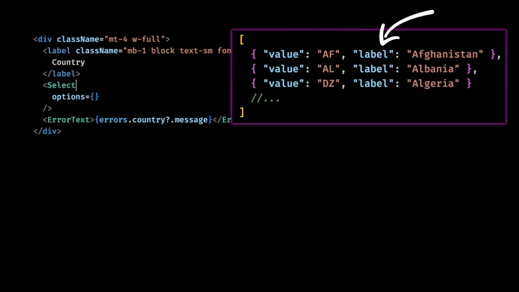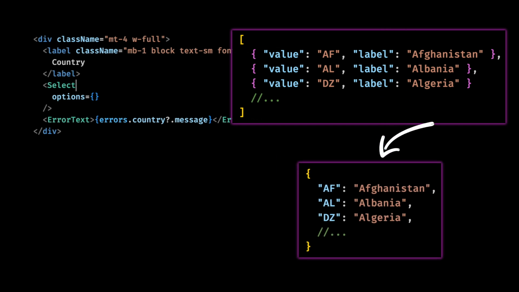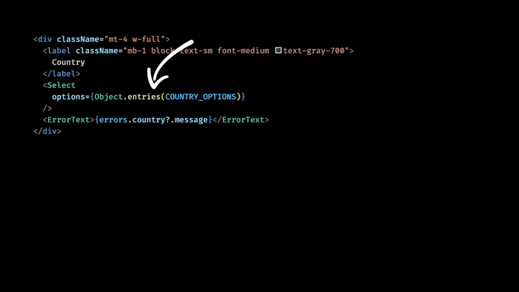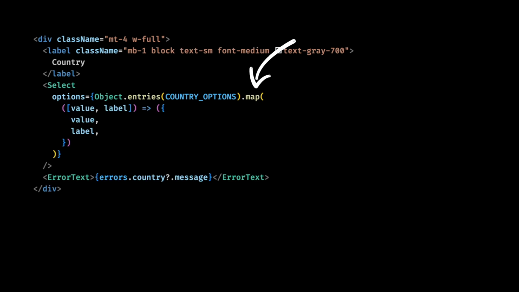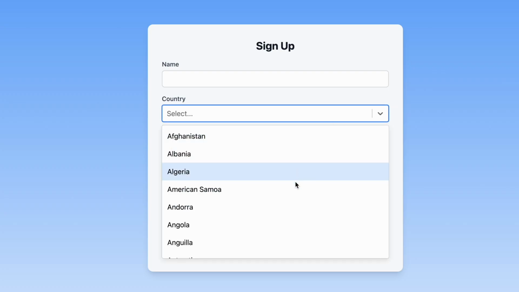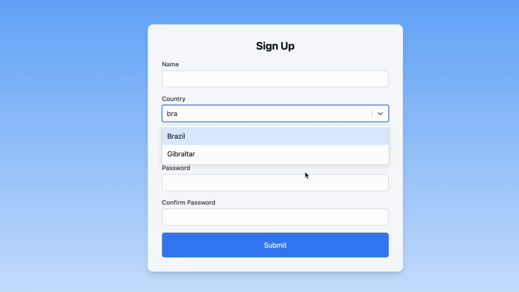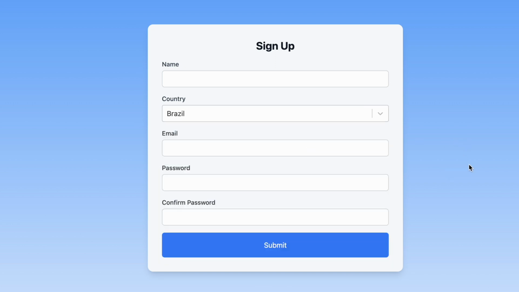But the country list we took from Google is one big object, where the keys are the values and the values are the labels. So we need to reshape this into the right format. Let's get all the entries from the object and map it into the shape we want. With that, we already have our select input showing on the screen. We can even type to filter the options. But the value is not connected to the form yet.